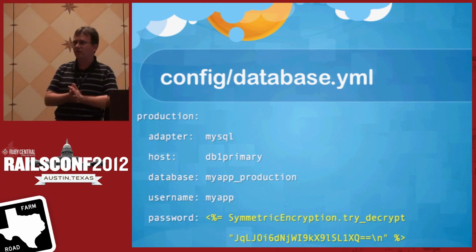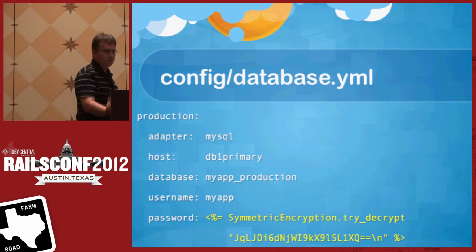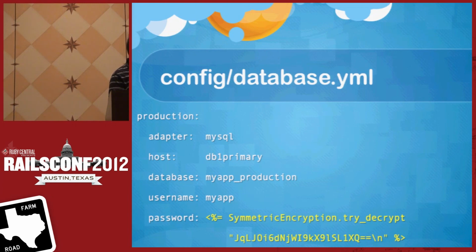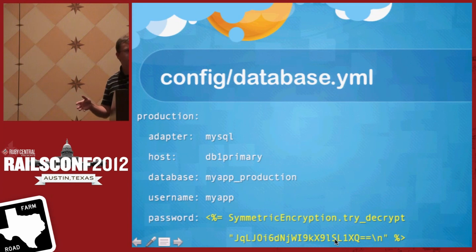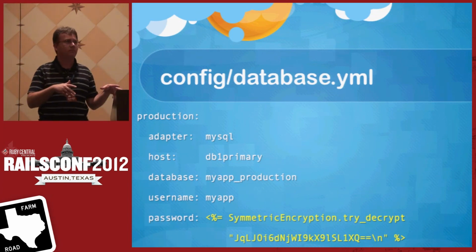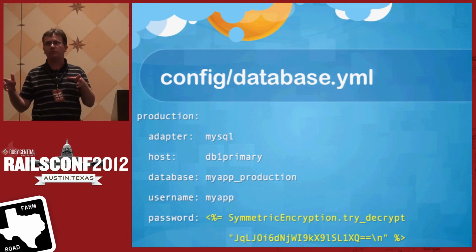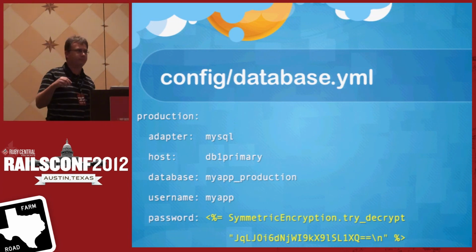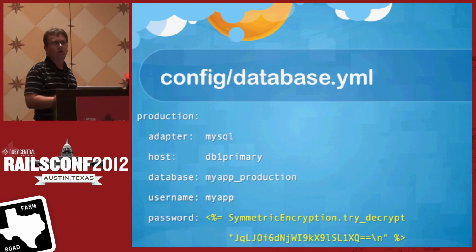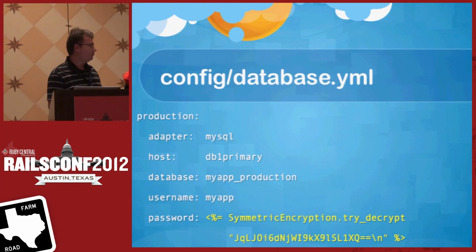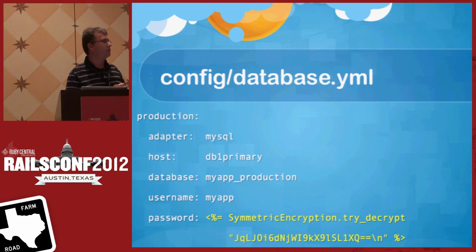Now, the next one. Configuration files, I'm sure you've seen a lot of those. The only difference is that instead of putting the password in the clear directly into the file, we say SymmetricEncryption.try_decrypt and the encrypted string. Our operations team can use the rake task that we have to generate a random password, or take a password they have and encrypt it and give it back to you. So you never see the production password. It's entirely under the control of the IT operations team.